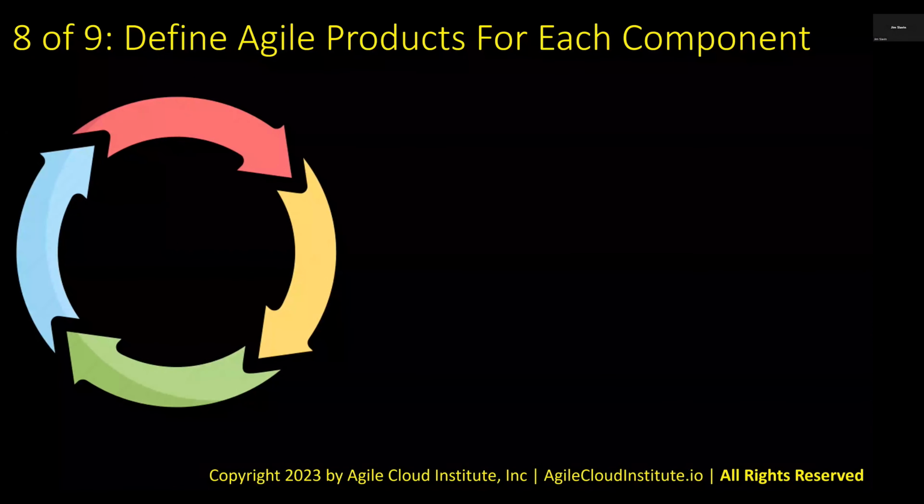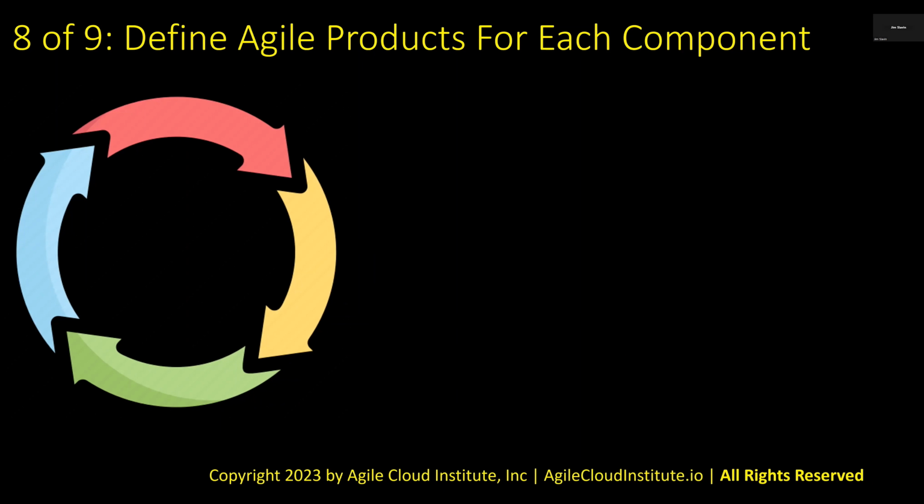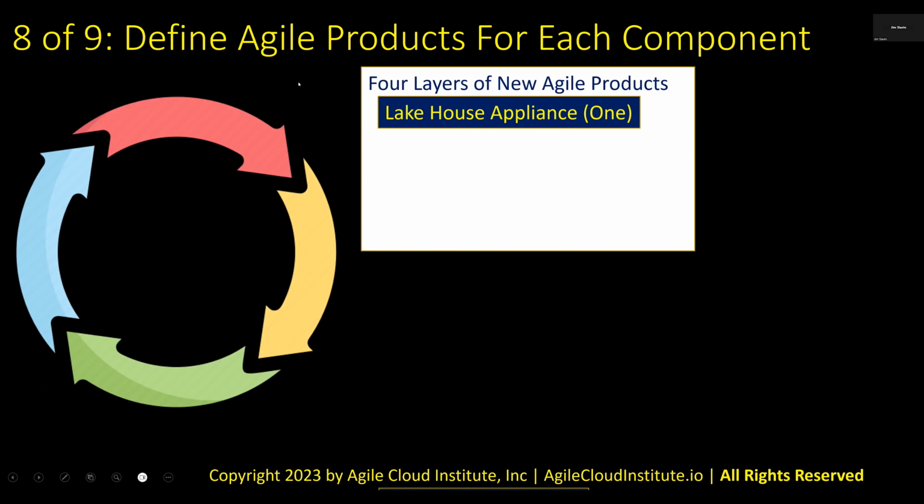Agile product management can enable your organization to manage the evolution of each element of your data lakehouse separately and as a group of distinct entities, so that your organization can evolve more effectively. 4 layers can organize each of the new Agile products that you can define. These layers include: 1 lakehouse appliance product that manages the entire appliance.